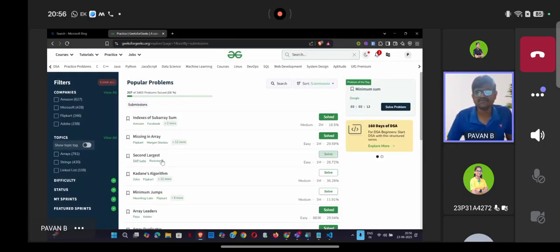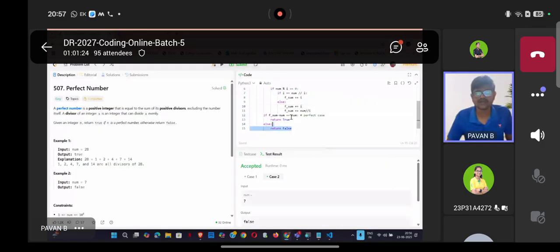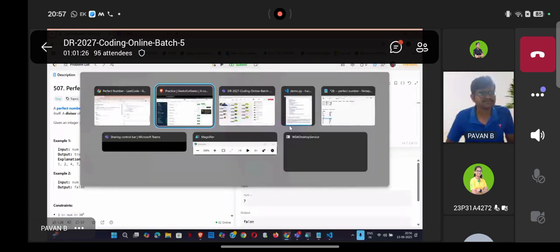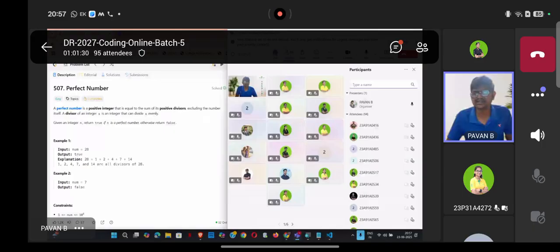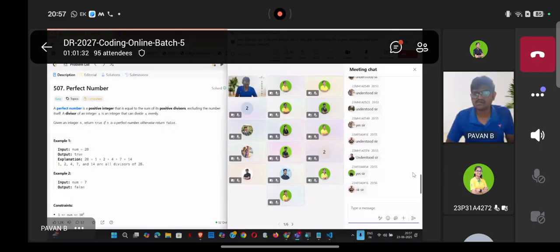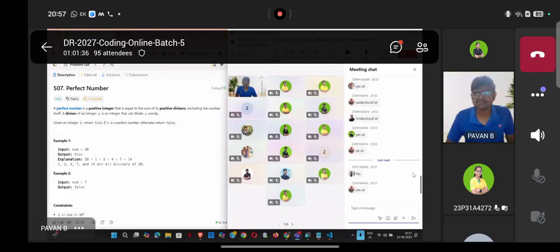So this is similar to factors only, finding out the factor count or factor sum, such type of problem. But this requires you to know this logic. Without knowing this logic, you can't solve the problem. Is it clear, guys? Okay.